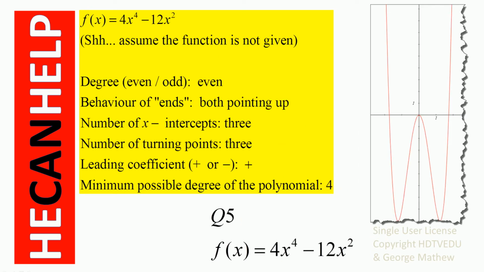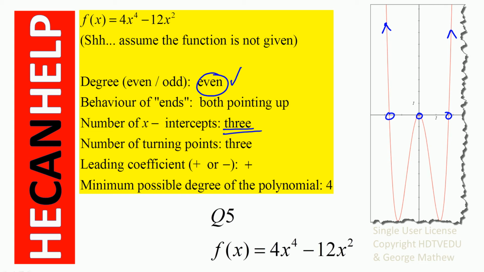Next is, again, based on the graph, what do we see? We see both pointing up. That means what? The degree is even. The degree of the polynomial, it is even. No question about that. Both ends are pointing up. Number of x-intercepts, 1, 2, 3. You have 3 x-intercepts. Do not forget, we are just looking at the graph. We don't know what the function is. Number of x-intercepts, 3. No problem about that.